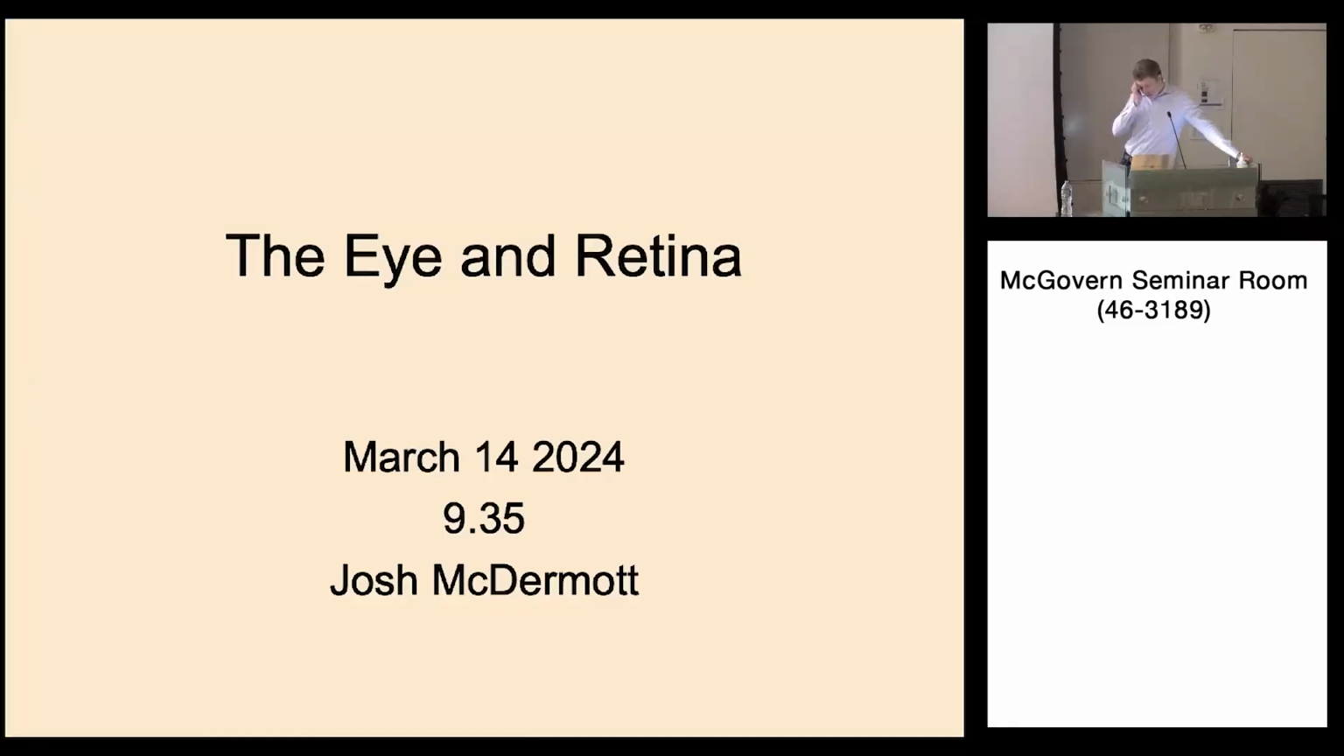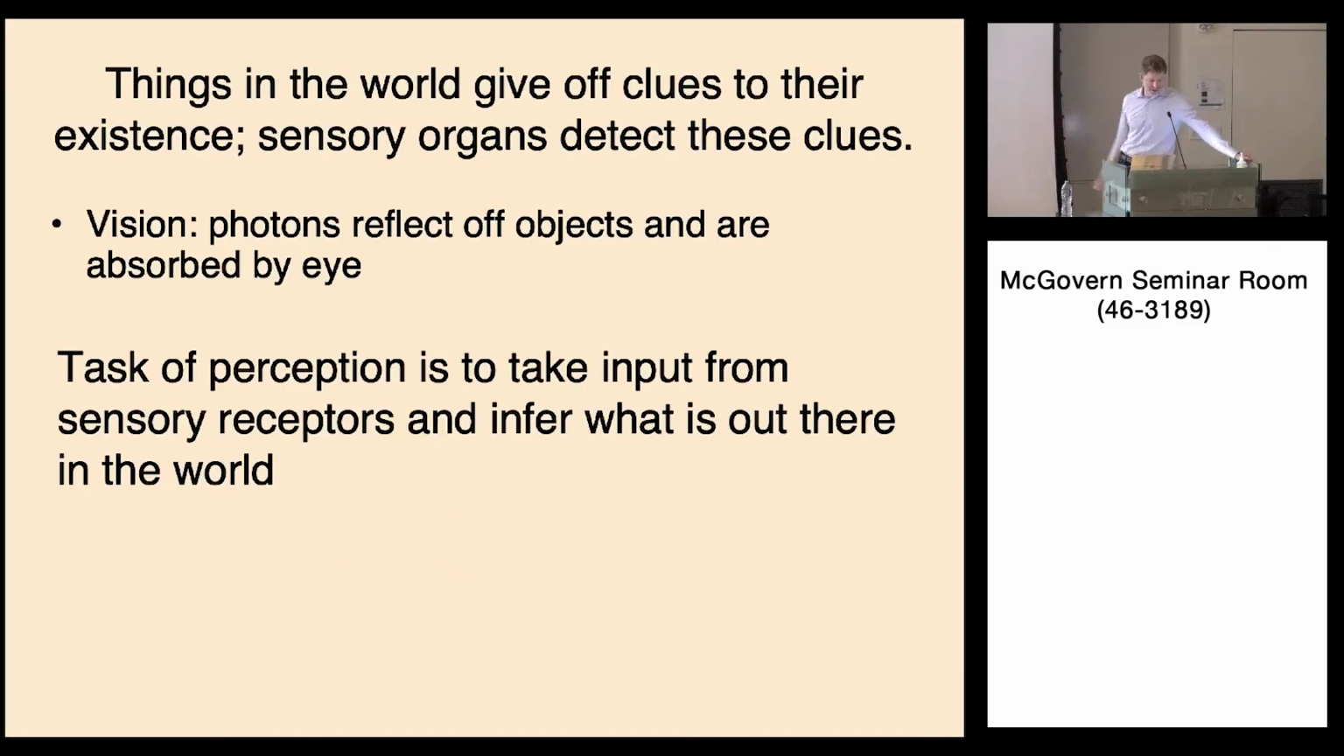So the problem of vision is really analogous to that, right? And so we're going to begin by talking about the eye and the retina, which is the part of your visual system that measures light. Again, the big picture here is that things in the world give off clues to their existence. Your sensory organs detect these clues, and in vision, the clues come in the form of photons that reflect off of objects and are absorbed by your eye. And the task of perception is to take input from your sensory receptors and infer what is out there in the world.